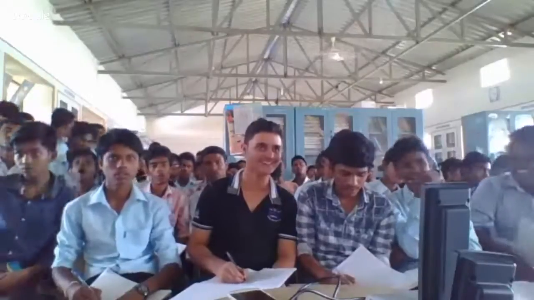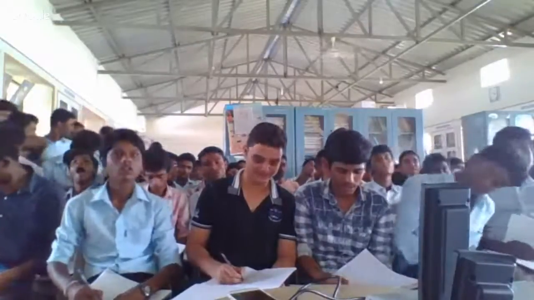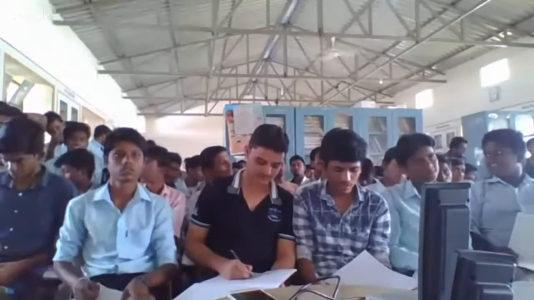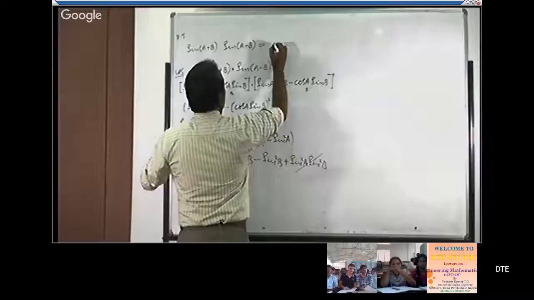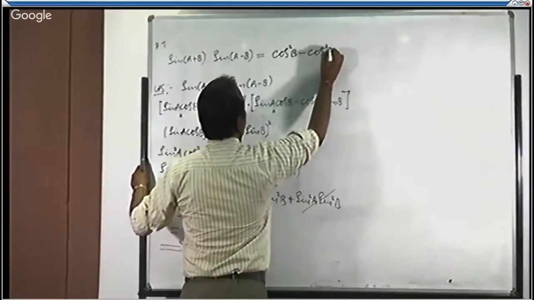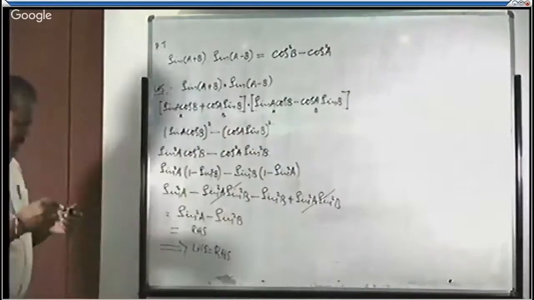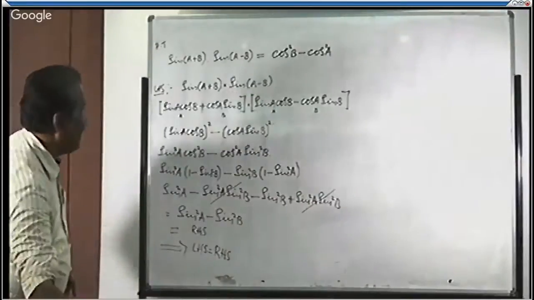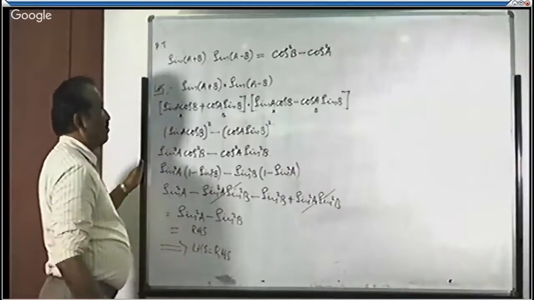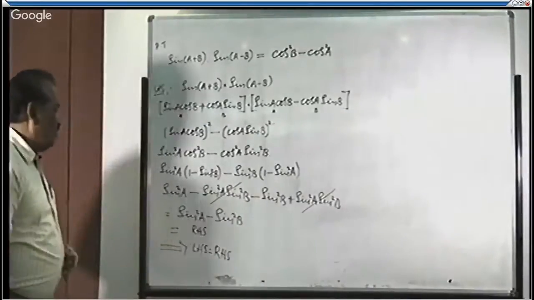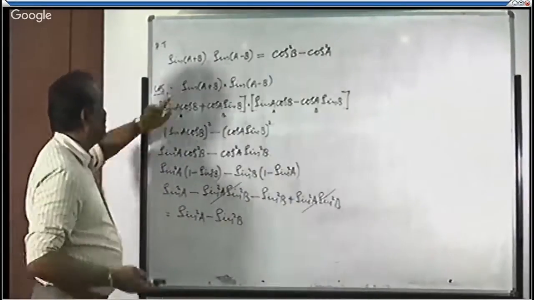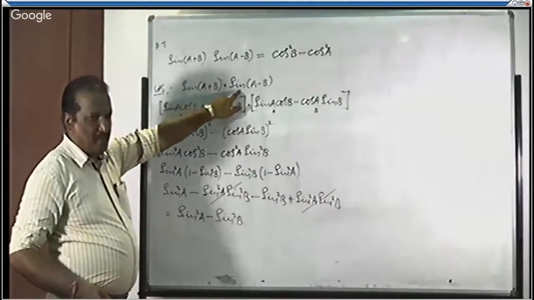Now, like that of the previous one, try to prove one more problem. Prove that sin of A plus B into sin of A minus B is equal to cos square B minus cos square A. So now, just like that of the previous problem, let us consider the LHS. What is the LHS? Sin of A plus B into sin of A minus B.